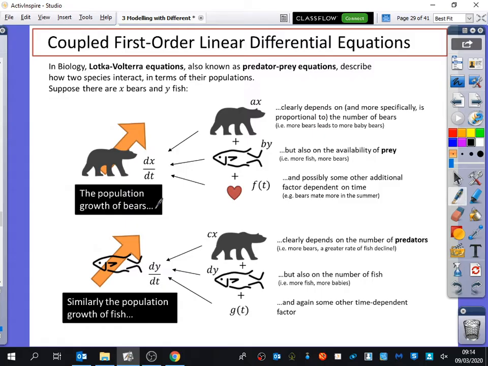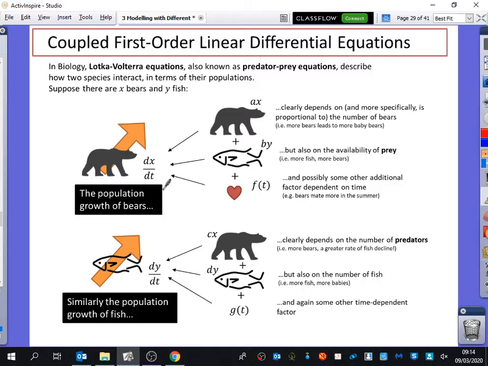The population growth of bears, which is dx/dt, remember we're concerned about whether this is positive or negative, is going to be related to ax. So ax is related to some factor about the number of bears that are currently there. So clearly, the rate of the population growth of bears is going to depend on, and more specifically is proportional to, the number of bears. So if there are lots of bears there, that might mean that it's going to be leading to more baby bears, okay?